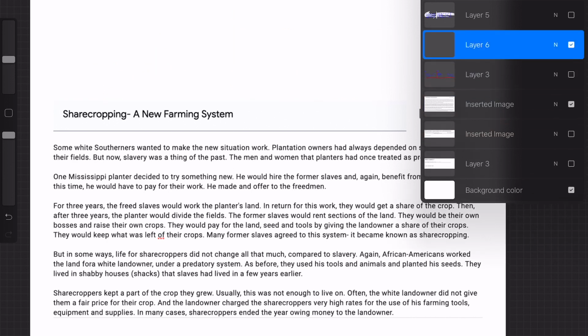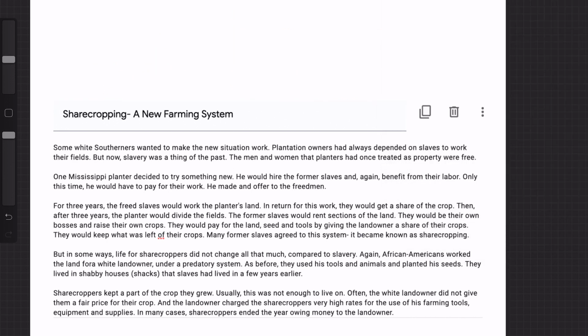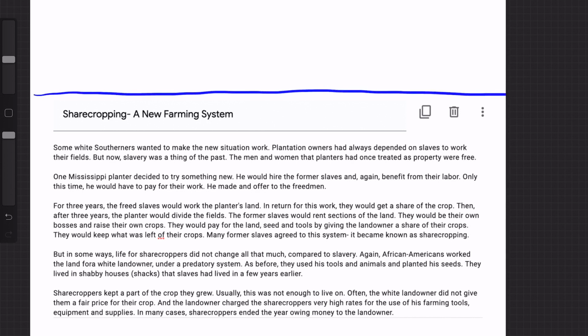Okay, cool. Let's go ahead and read the reading, and then I'm going to use the blank space above the reading to do my little notes and annotations. So let me draw a line here. Okay. Sharecropping, a new farming system. Let me number these paragraphs. Awesome. Starting at 1. Some white Southerners wanted to make the new situation work.